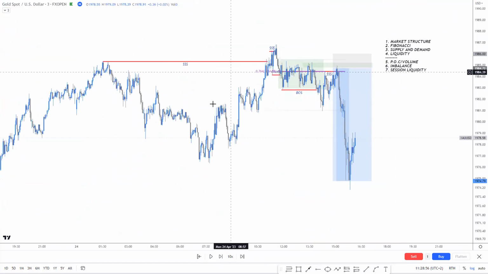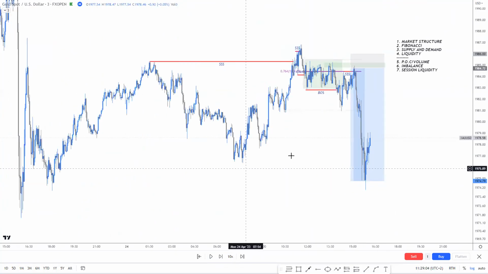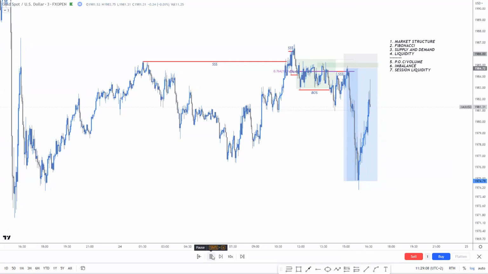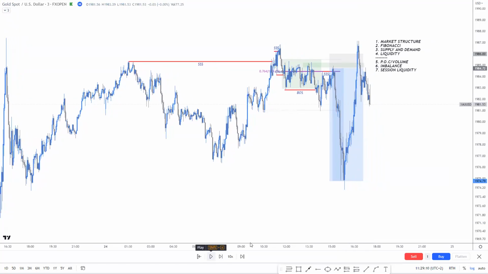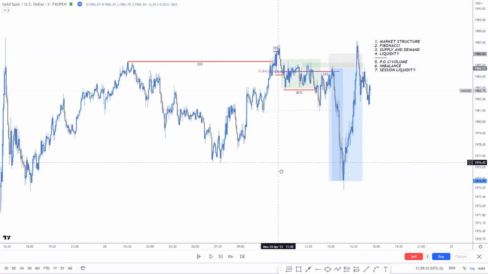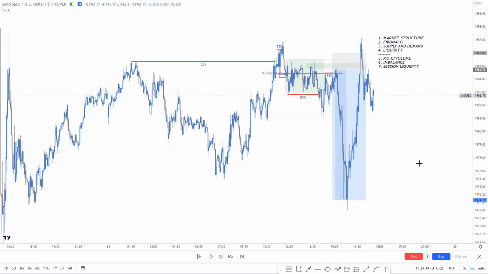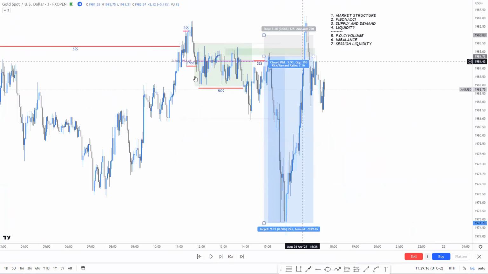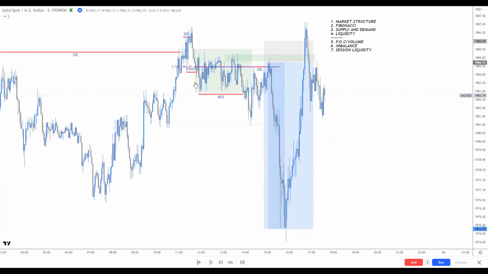So price tested it, completed perfectly the entry model, and it went straight to the buy setup, and then price just held on to the buy setup. Remember here we took 80% off. So yeah, this was pretty much the sell and buy setup. Is it clear, guys? Do you have any questions?